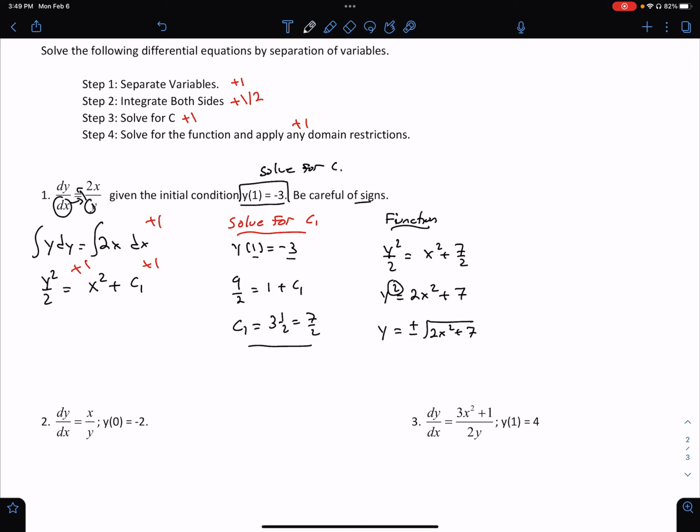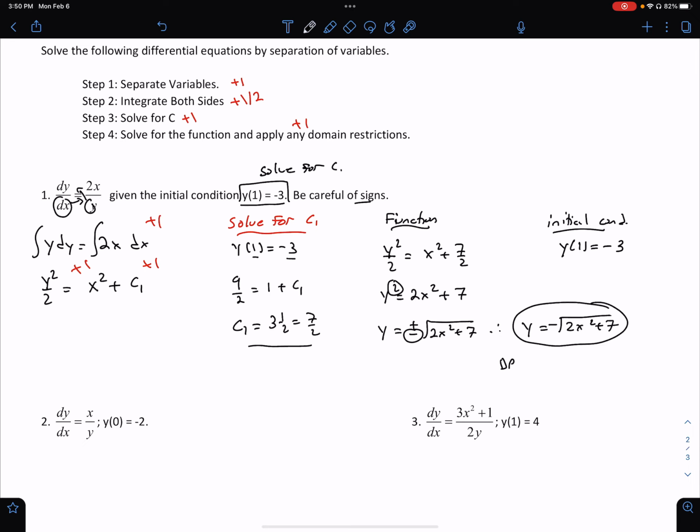But be careful of your signs. Notice the initial condition says that we have a point y of 1 equals -3. Notice this is a negative. So of the two, I picked the negative y. Therefore my function is going to be y equals the negative square root of 2x squared plus 7.